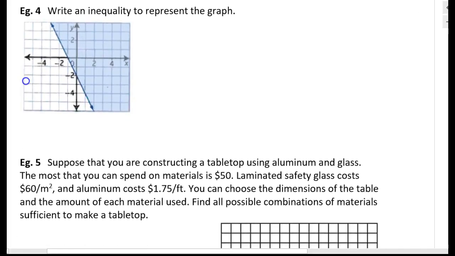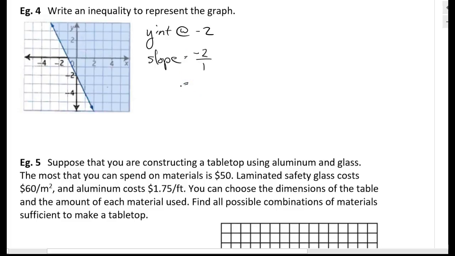Let's try again. Write an inequality to represent the graph given here. Same process. My y-intercept is at -2. My slope is actually down 1, or down 2 over 1. So rise is -2, run is still 1.